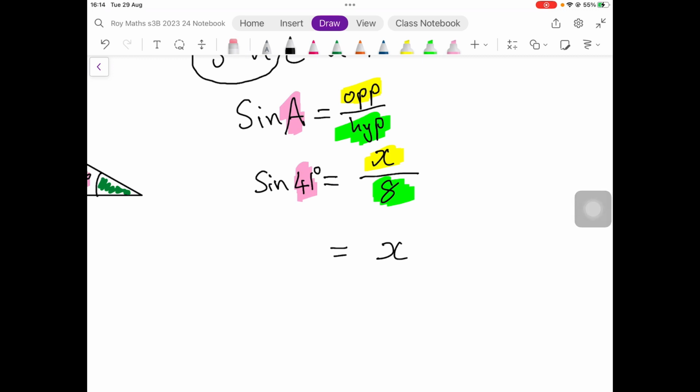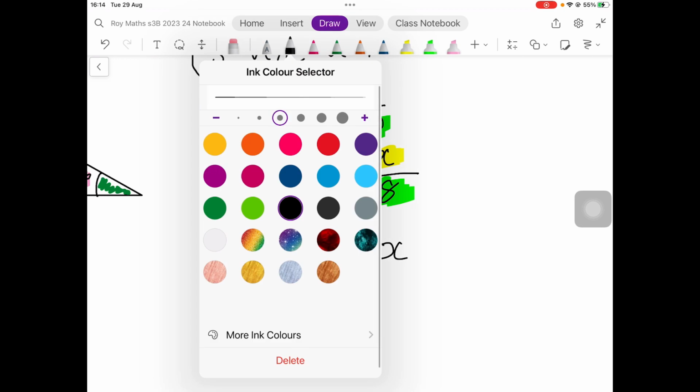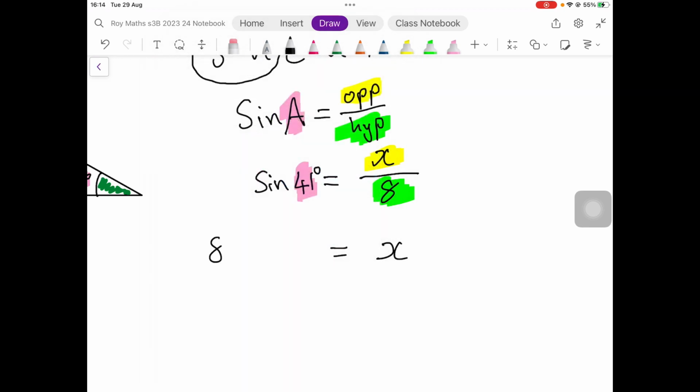So I have to times the left hand side by 8 as well. So on the left hand side, we get 8 times the sine of 41. And that will give us the value of x. We then put that on our calculator and making sure we're in degree mode and hopefully find that x is 5.2484.